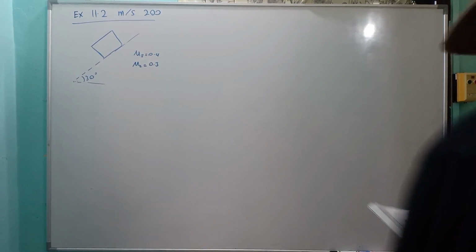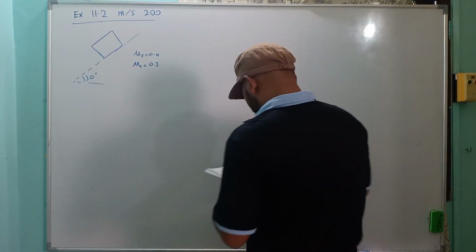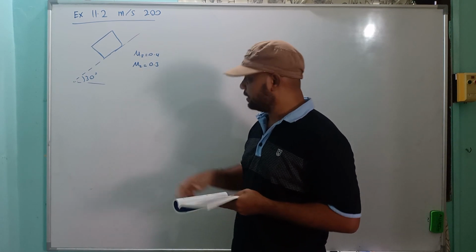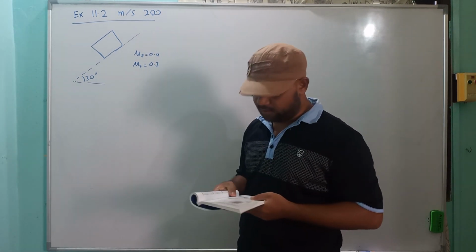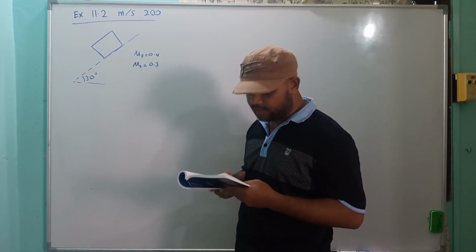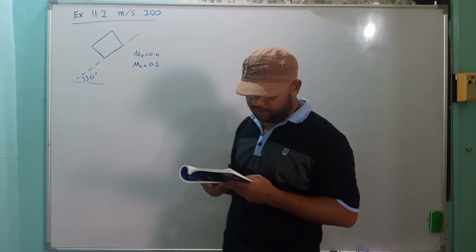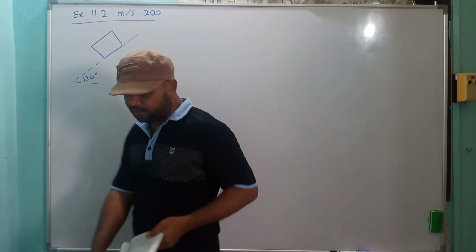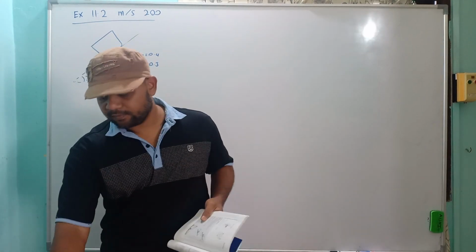Okay, so you are given one component on a slope of 30 degrees with a mass of 10 kilograms, mu static is 0.4, mu kinetic is 0.3. Determine whether the block shown in the figure is in equilibrium or not, and find the value of the friction force. Okay, so first draw the free body diagram.